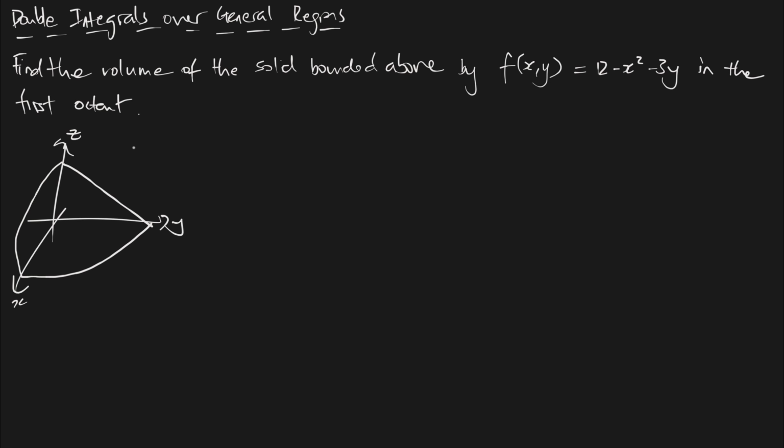Let's also just draw in the intercepts. So we've got 12, 4, and root 12 there. Okay, and we are asked to find the volume.